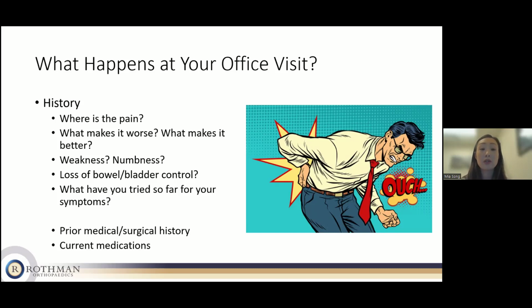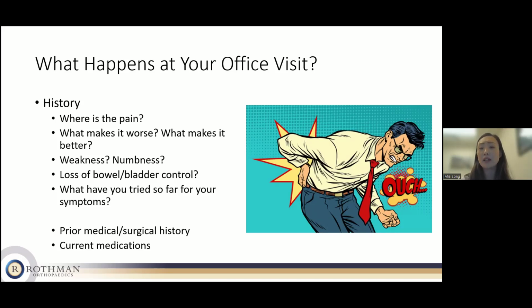And it's because those nerves at the base of your lumbar spine also help control how you hold in your bowel and bladder. It's also helpful for me to know what you've tried so far for your symptoms, whether it's medications, over the counter, Advil, Tylenol. Have you tried any stretches or exercises or activities? And how did that work out for you?